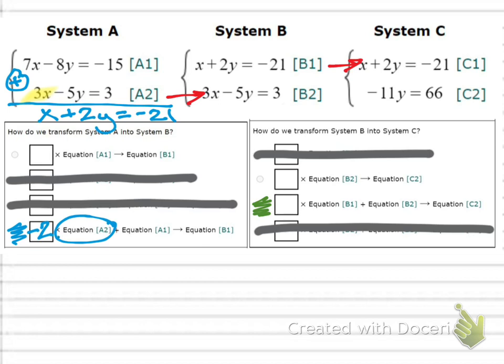So the question is, what did I multiply B1 by so that when I add them together, I get a 0x? Well, to get a 0x, the coefficient of x in B1 would have to be -3. So I encourage you as you do these to take it slow and look at them in pieces.